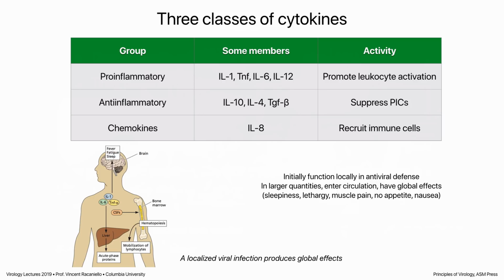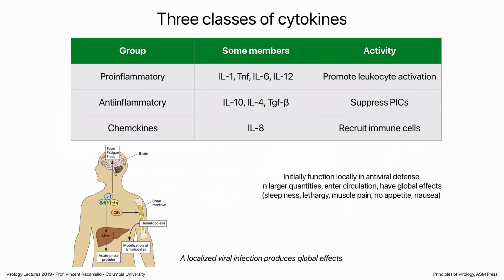And then we have chemokines like IL-8, which have a specific role to recruit immune cells to an infected area. So when a dendritic cell is moving to an infected cell, in part it's because chemokines are produced from the infected cells that attract the dendritic cells. Now, as I said before, these cytokines function locally initially. At your respiratory epithelium, they're produced to recruit cells, produce interferon to inhibit replication, but they can enter the circulation.